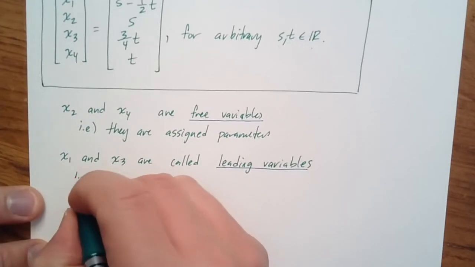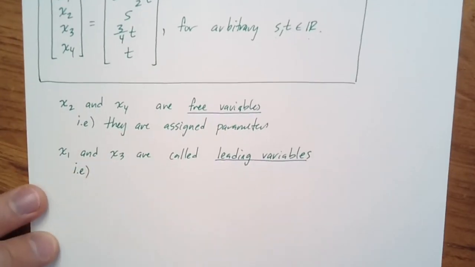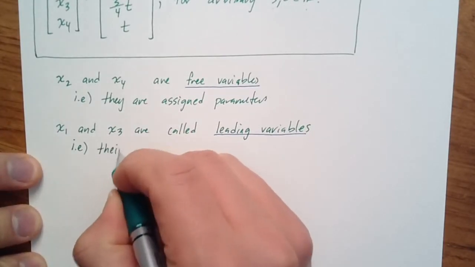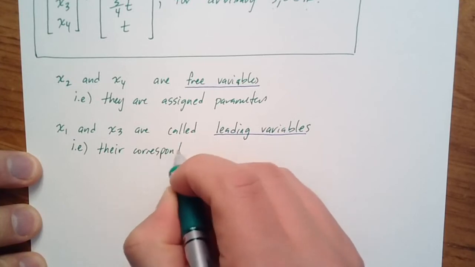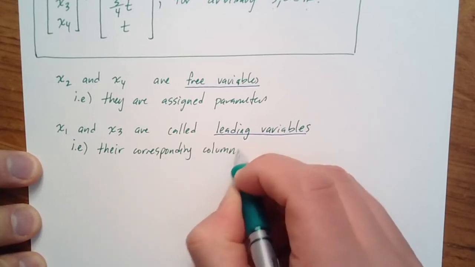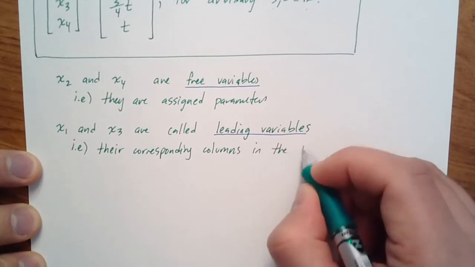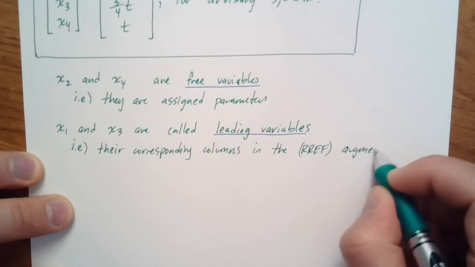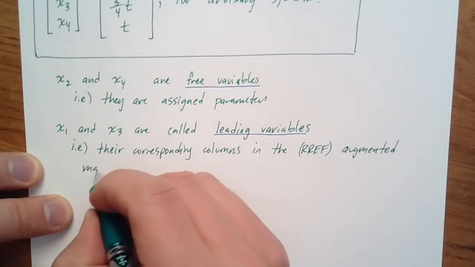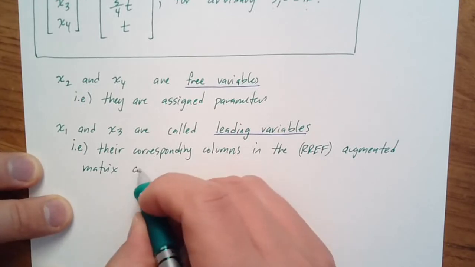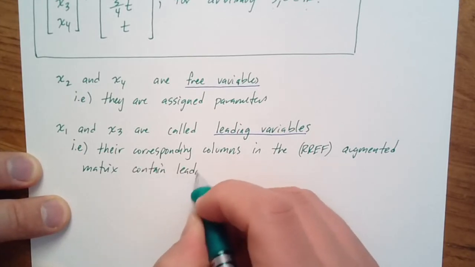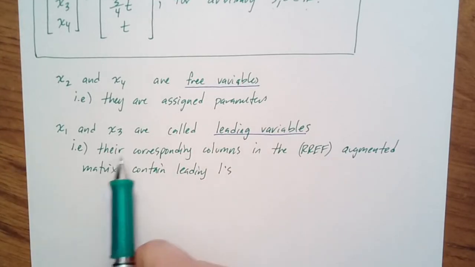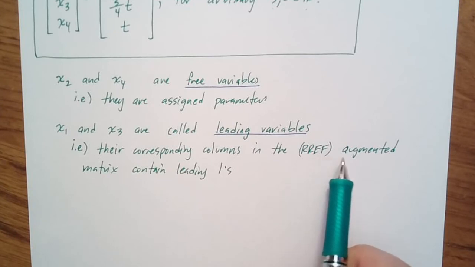This is actually difficult to write down perfectly without having it get very lengthy, so I'm going to try my best to make this brief and say their corresponding columns in the reduced row echelon form augmented matrix. Let's say that. Contain leading ones. And the way this is worded is important. So that's why I'm saying their corresponding columns in the reduced row echelon form augmented matrix.